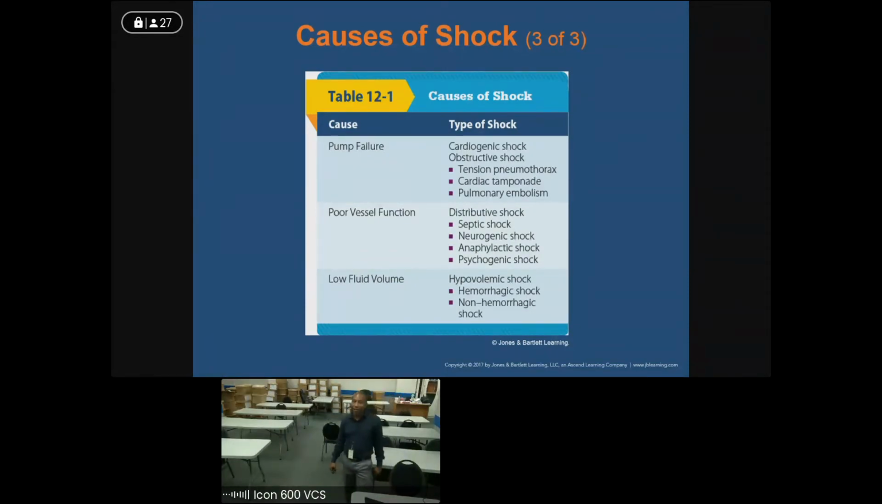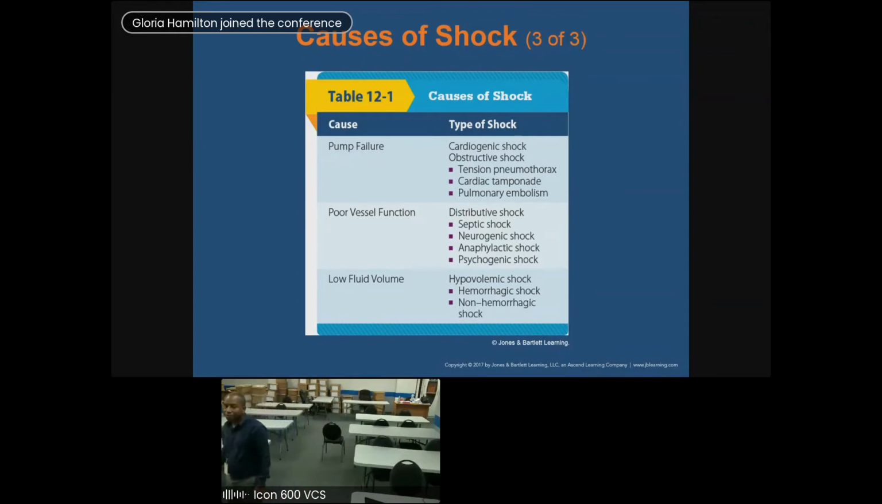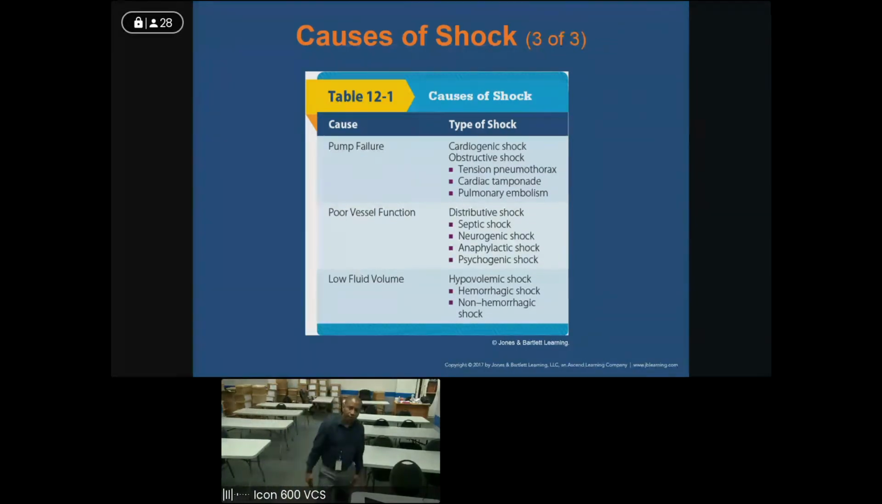Then we have pump failure, like cardiogenic shock or obstructive shock. Tension pneumothorax. The heart can't expand to beat. Cardiac tamponade. Blood is around the heart. There's a difficulty to expand, right? And pulmonary embolism, meaning that a passageway is blocked off and blood isn't being circulated. Right? So these are the different types of shock: cardiogenic shock, obstructive shock, distributive shock, and hypovolemic shock. This is a good thing to remember.